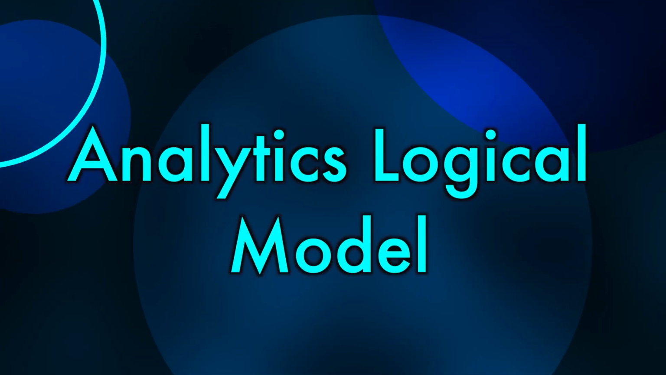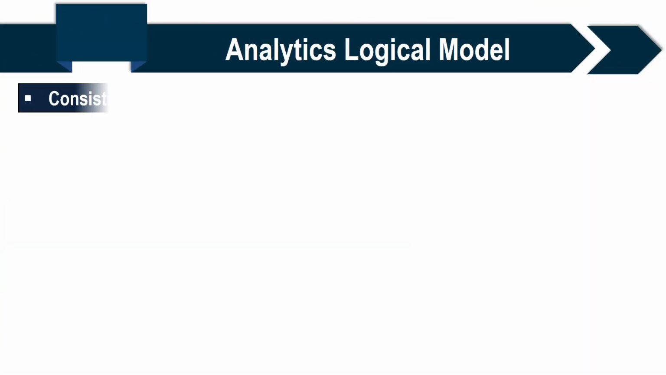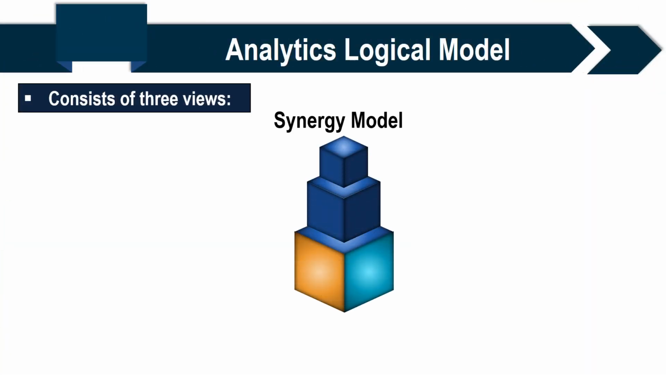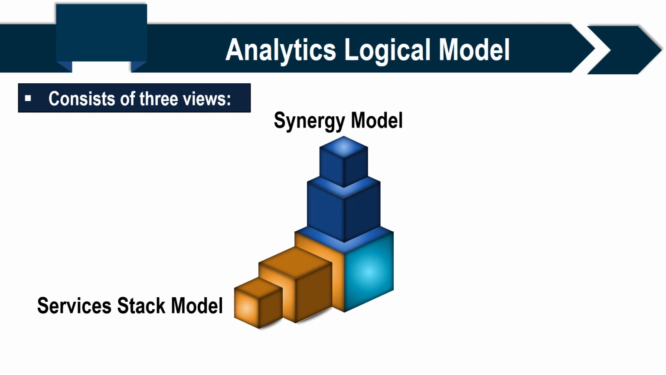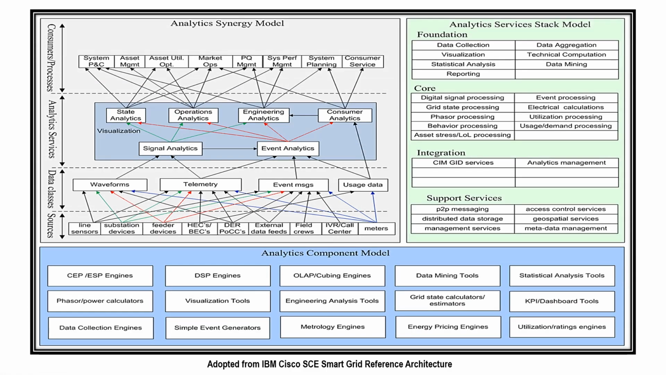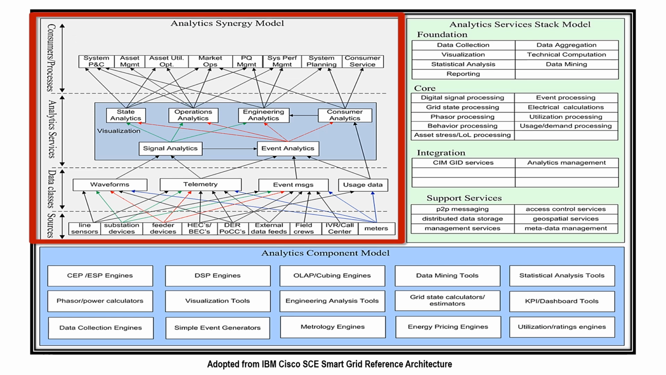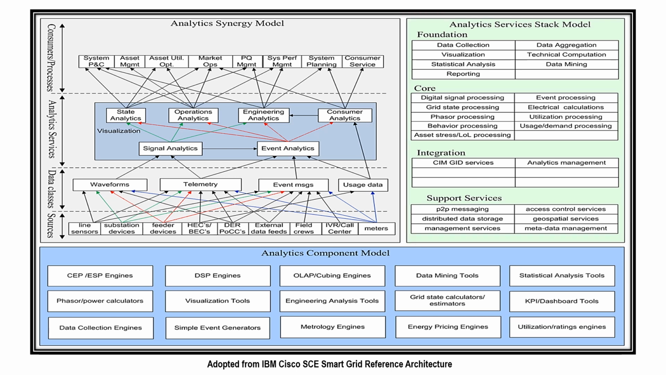So let's look at the overall logical architecture. The analytics logical model is a logical view of analytics deployed on smart grid. It has three components: synergy model, services stack model, and the component model. We'll look at the synergy model in detail. The analytics logical model consists of three views: analytics synergy, analytics services stack, and analytics component.